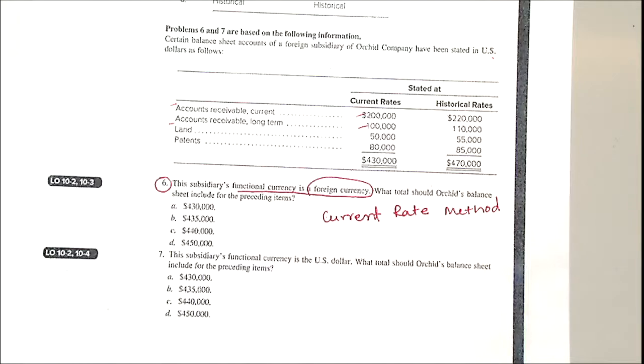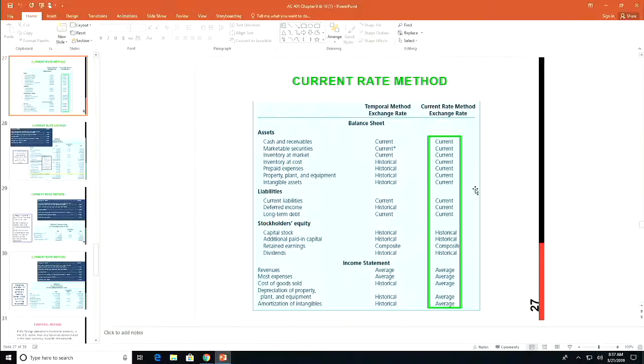Now, how about land and patent? Look at the table again. Tell me about land and patents. If I need to convert land, which rate are we going to use? Current, right? Because current rate is simple. All assets and liabilities will be at the current rate. How about patent? Current. Actually, how did you find it? I don't see patent here. Intangible assets. Everyone got it?